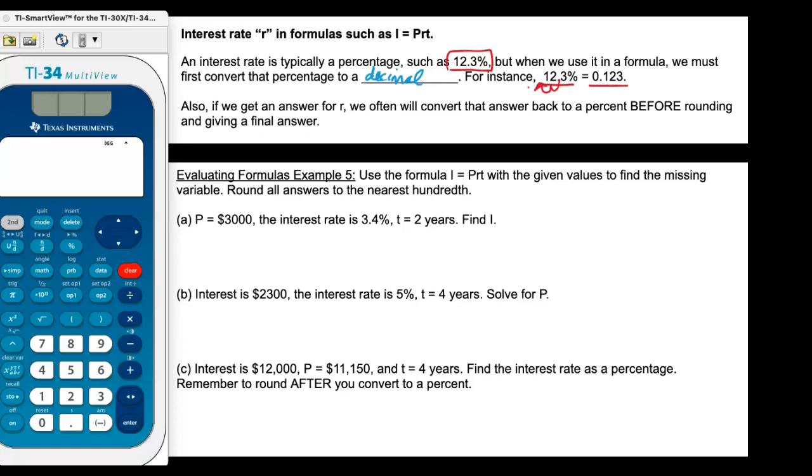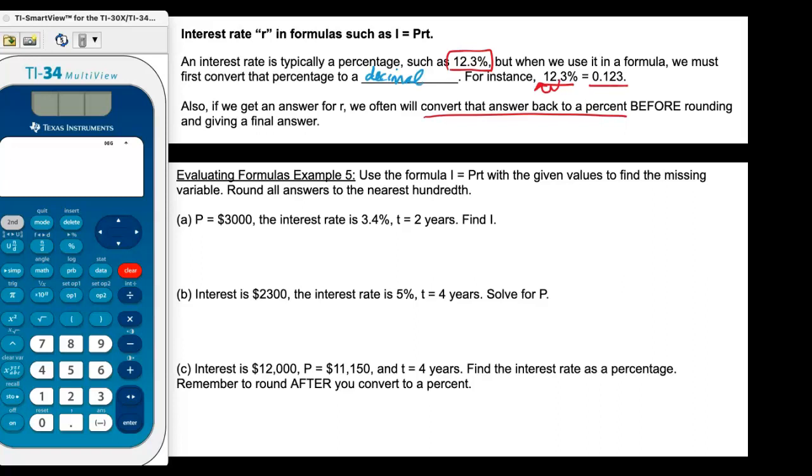And so if you are getting an answer for R, so you're solving for R, so this would be in a different scenario, then you're going to convert that answer back to a percent before rounding and giving a final answer. So let's do a couple of examples so that you understand what I mean.